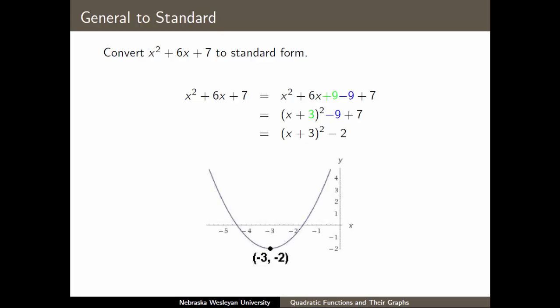This expression tells me that I should begin with the base graph y equals x squared, shift to the left by 3, and then shift down by 2. Since there's no negative sign in front, I know that the graph should open upward just as the base graph does. So the result is I have an upward opening parabola whose vertex is at (-3, -2).